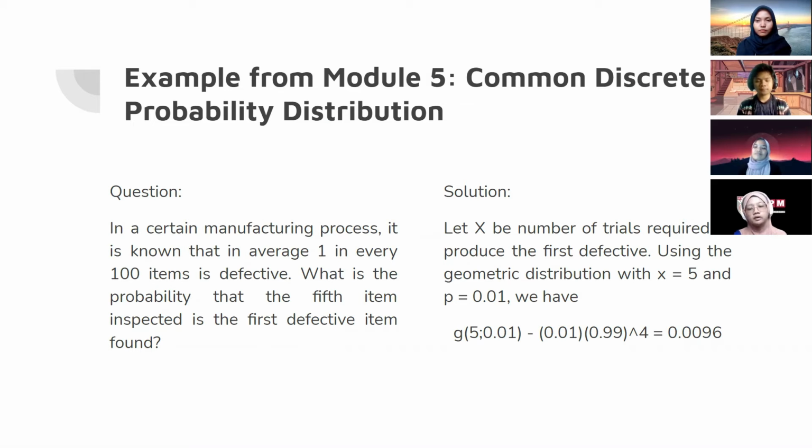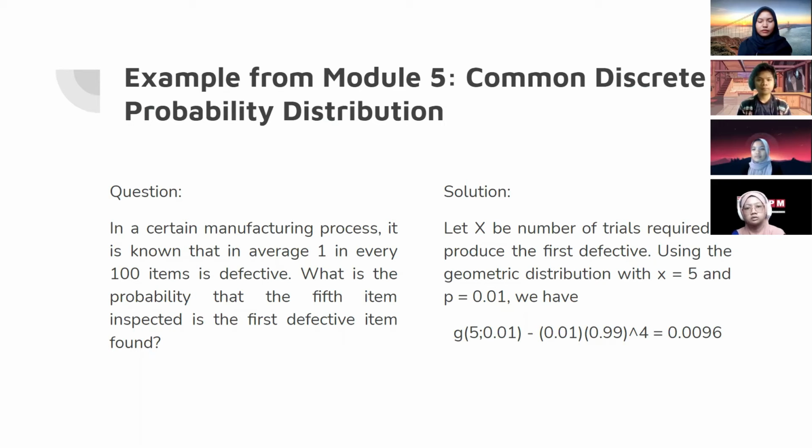Okay, thank you, Haifa. So now we will look at the example questions of geometric distribution. We will go through an example from lecture notes and a real life situation. I will explain the example from lecture notes and Clarence will explain the example from real life situation. This is the example from lecture notes. The question goes, in a certain manufacturing process, it is known that 1 in every 100 items is defective. What is the probability that the 5th item inspected is the first defective item found?